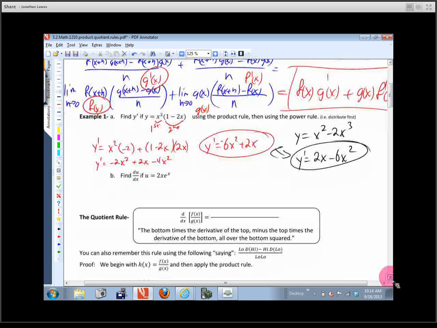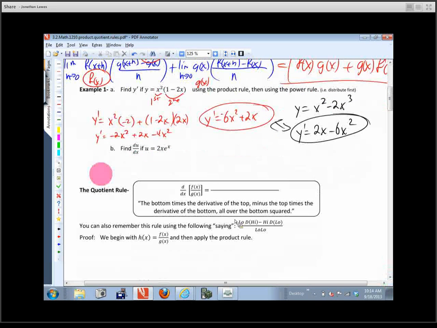Okay? But with that said, take a look at problem B on example 1. Can you do any algebraic simplification? No, you're stuck. You are absolutely stuck. This is that function times that function. It's 2x times e to the x. So there's no way to simplify this, so you have to use the product rule.